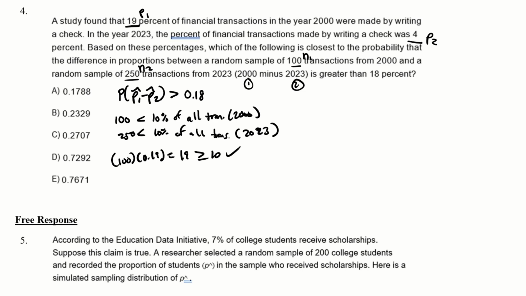We don't have to check the 1 minus 0.19, because we know it's automatically going to be greater; if it's greater for that, it's going to be greater for this one. So we can just check the next one. 250 times the probability, which was 0.04. So we have to verify that.